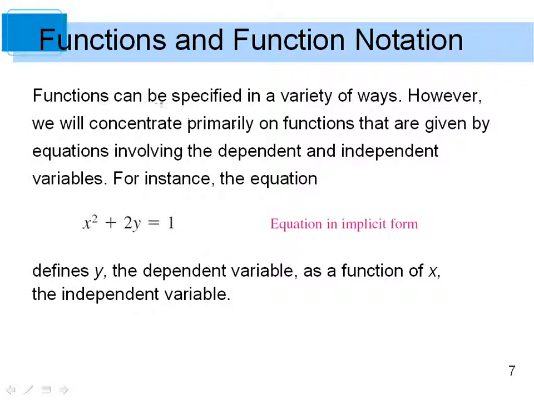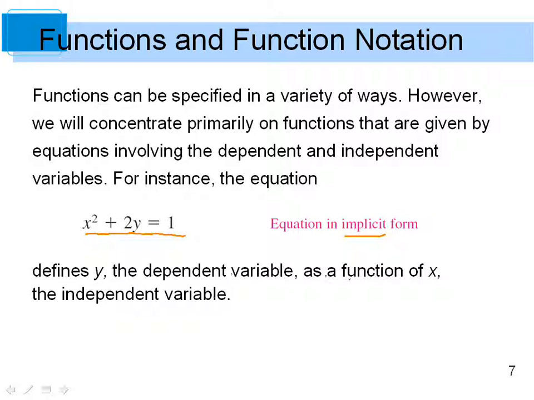Alright, functions can be specified in a variety of ways. This is just some terminology and notation. It says, however, we'll concentrate primarily on functions that are given by equations involving the dependent and independent variables. For instance, here's an equation we're going to work with a little bit today: x squared plus 2y equals 1. It's called an implicit form because you'll notice both the variables are part of this side of the equation. It says it defines y, the dependent variable, as a function of x.